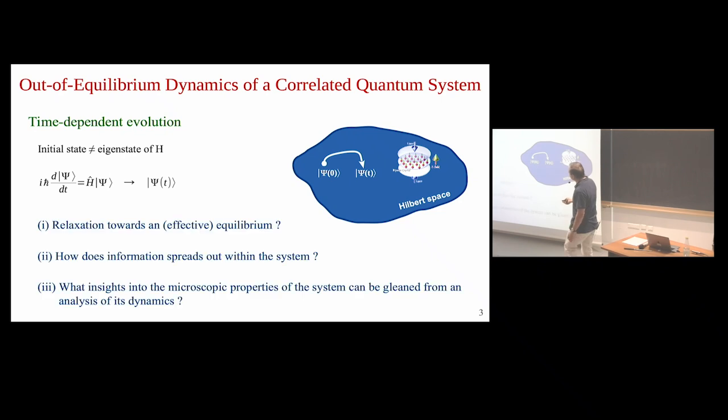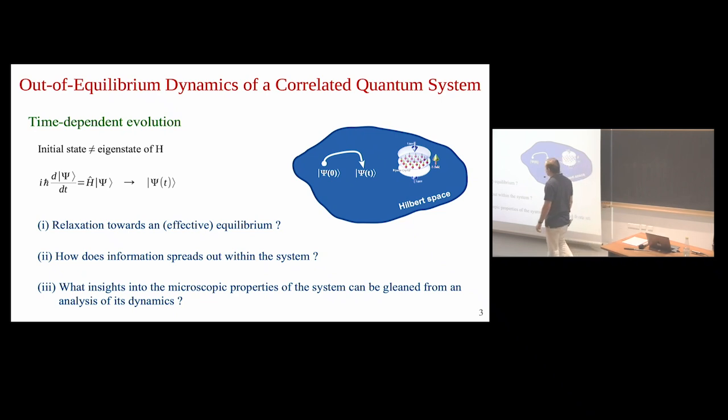So these questions are related to three main questions. The first one has already been discussed yesterday by Nicolas, as well as this morning by Emanuele. The first question you may ask is whether the system will relax to a stationary state, maybe a thermal equilibrium state or an effective local thermal equilibrium, or not. This is related to ETH, many-body localization, and these kinds of problems that I will not address here. So I will rather focus on these two other questions.